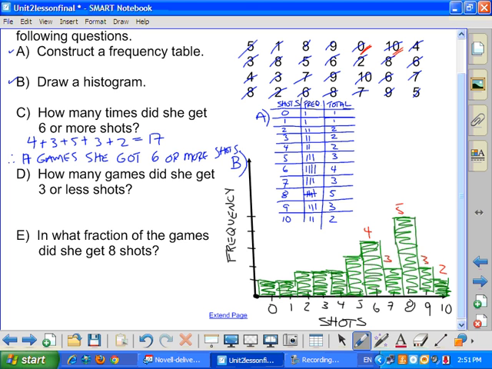How many games did she get 3 or less? 3 or less. So 2, 2, 1, and 1. So if I was a coach, I'm looking at this. I'm going to be telling Jess, better pull up her socks. But 6 games were 3 or less.